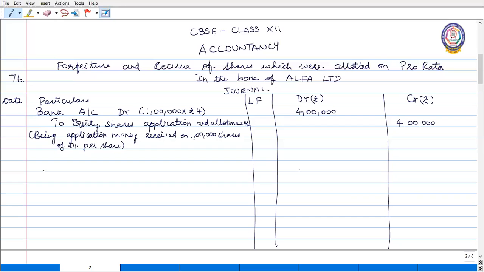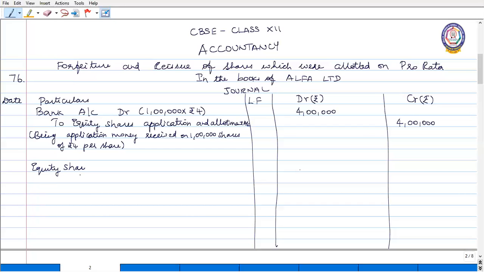Now we have to transfer the application amount to the share capital account by allotting the shares. Okay. Here in this case we have oversubscription and we have allotted shares to all applicants on pro rata basis, and the excess has been adjusted towards the sums due on first call as given in the question. Okay, so now we are going to pass transfer entry.